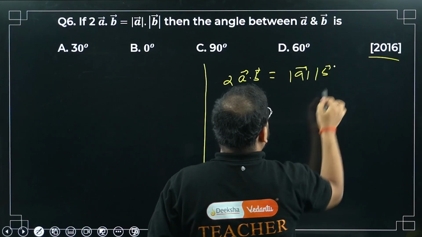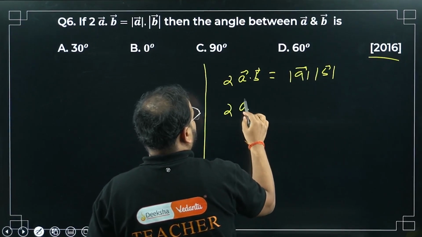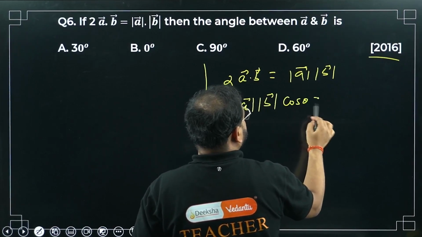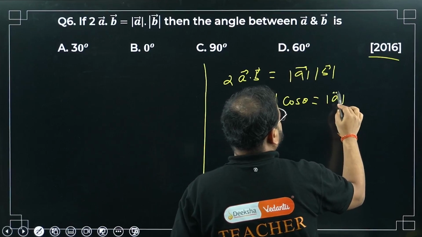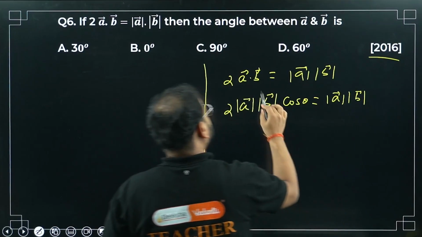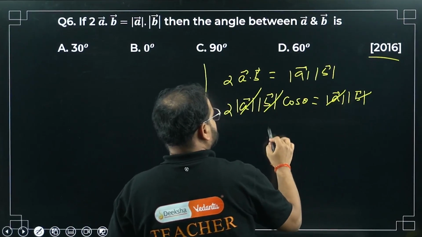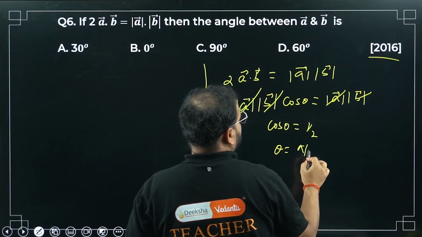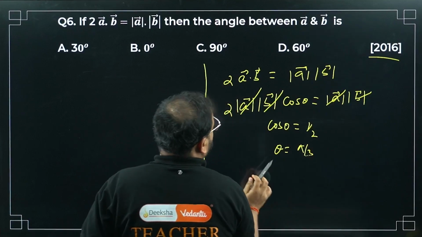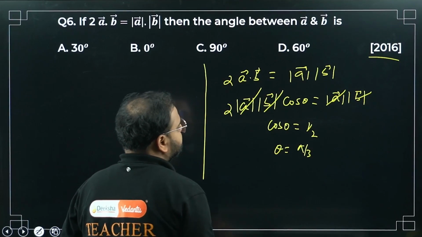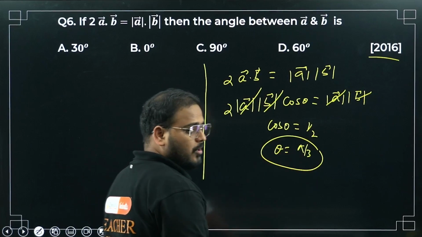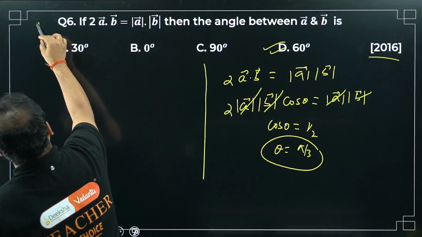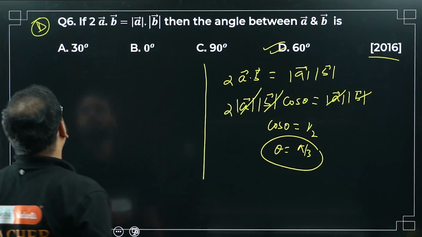this. Correct? How are you going to solve this? 2 a b magnitude, cos theta is going to be what? The same thing was written on the RHS. Cancel this. What is cos theta, sir? 1 by 2. What is theta, sir? Pi by 3, right? 60 degrees. Cos 60 is 1 by 2. Option number D. Moving on to question number 7.